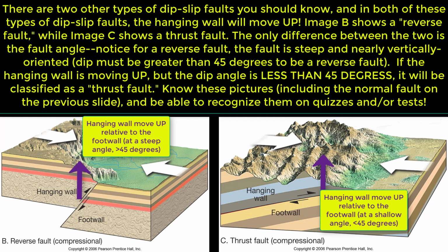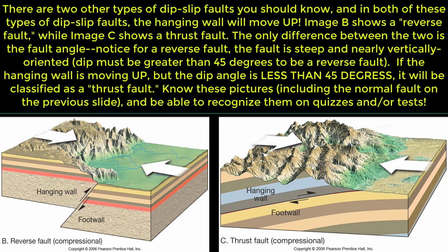If the hanging wall is moving up, but the dip angle is less than 45 degrees, it will be classified as a thrust fault. You really should know these pictures, including the normal fault picture shown on the previous slide, and be able to recognize them on both quizzes and tests.